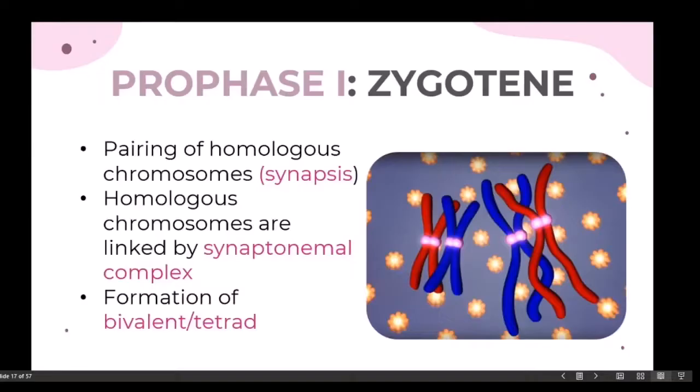Next is the zygotene. In zygotene, homologous chromosomes pair up, and this pairing up is called synapsis. Homologous chromosomes are the chromosomes which are almost the same in size and the same in genes. Upon synapsis, the homologous chromosomes will be linked via a protein complex called the synaptonemal complex. When this happens, together the two linked chromosomes form a bivalent or a tetrad. Notice that in the figure, the cell still has four chromosomes.